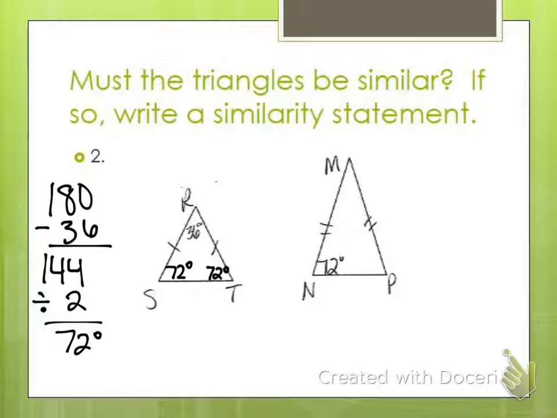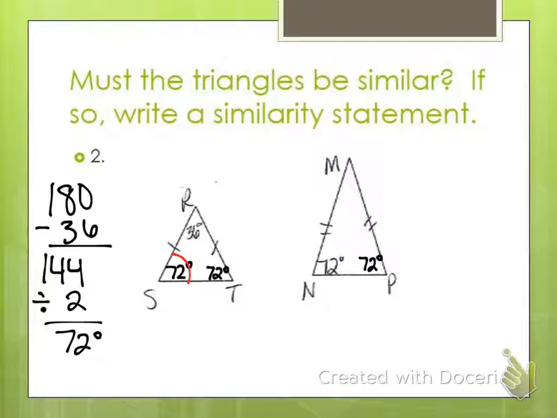All right, so then I go to my other triangle. Again, it's isosceles. So angle N is going to be congruent to which other angle? P. The angles across from those sides are congruent to each other. So angle P is also 72 degrees. Do we need to find angle M? No, because we've already got two pairs of congruent angles.